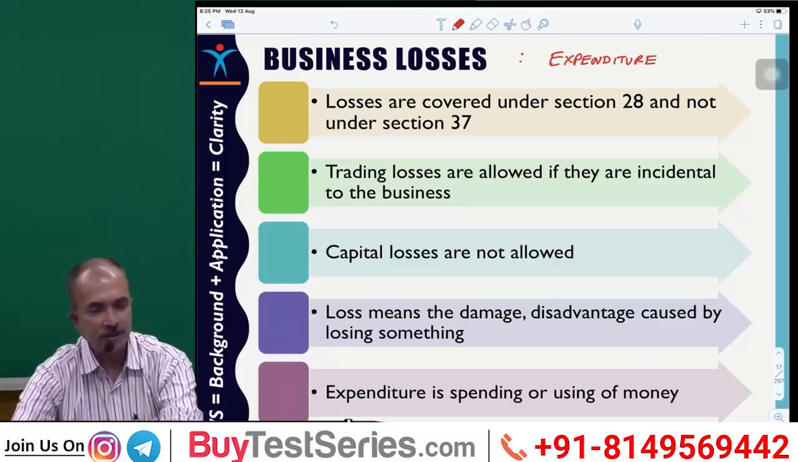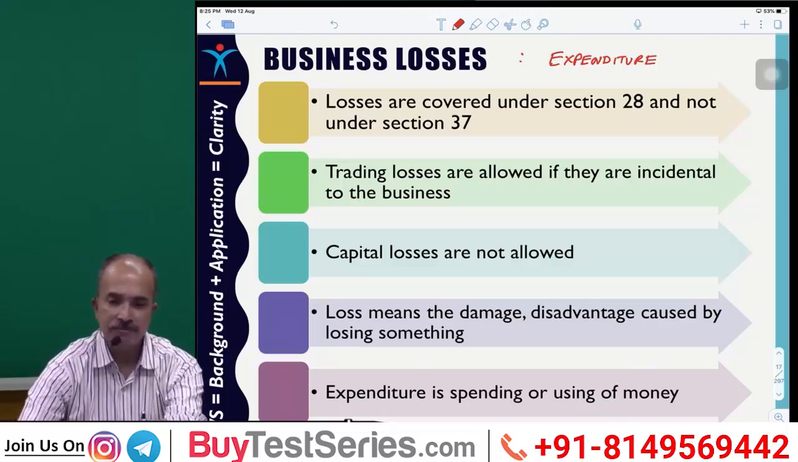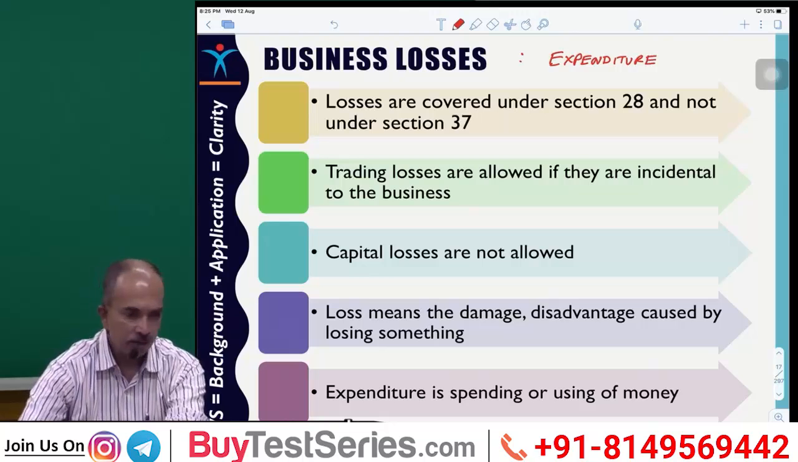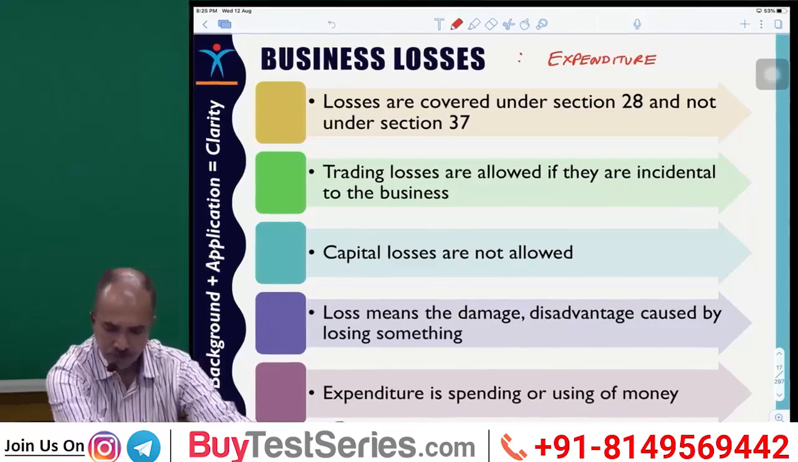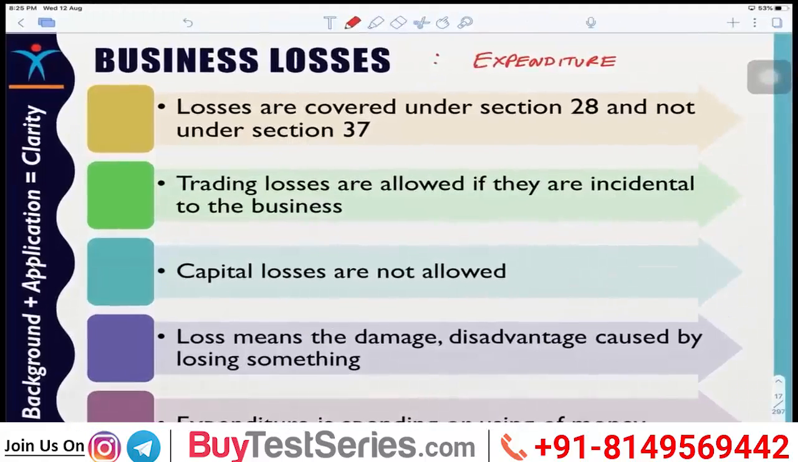Expenditure is a different concept. Loss is a different concept. They are not the same. जब मैं loss की बात कर रहा हूं और business expenditure की बात कर रहा हूं, they are not the same transaction. They are totally two different concepts.